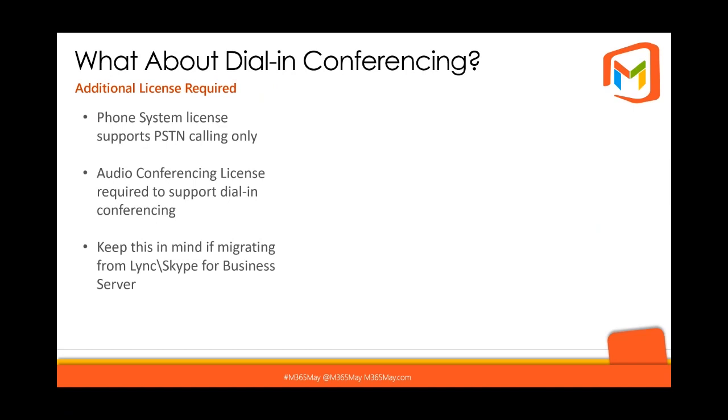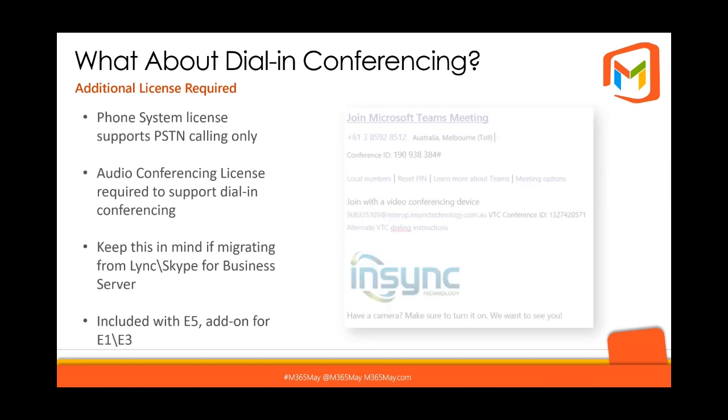The phone system license that we already talked about is for PSTN calling only. It's not for dial-in conferencing. Audio conferencing is an additional license that is part of E5, and an add-on for E1 or E3. So just keep that in mind. If you're moving from on-prem Skype for Business to the cloud, you don't usually just need the phone system license, you also need the audio conferencing license.